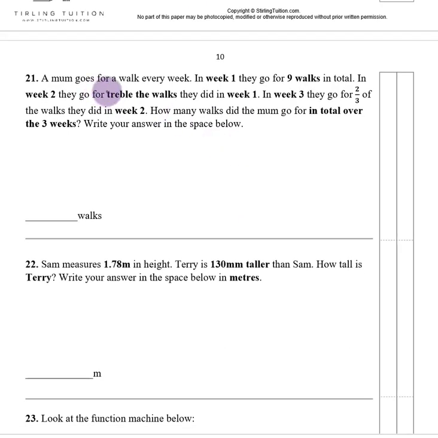Number 21, a mum goes for a walk every week. In week 1 they go for 9 walks. In week 2 they go for treble the amount of walks. And then in week 3 they go for 2/3 of the amount of walks they did in week 2. How many walks did they go for in total over the 3 weeks? So I'm going to go week 1. In week 1, they had 9 walks. And then in week 2, they had treble the amount of walks. Now, treble means times by 3. So we'll do 9 times 3, which is 27.